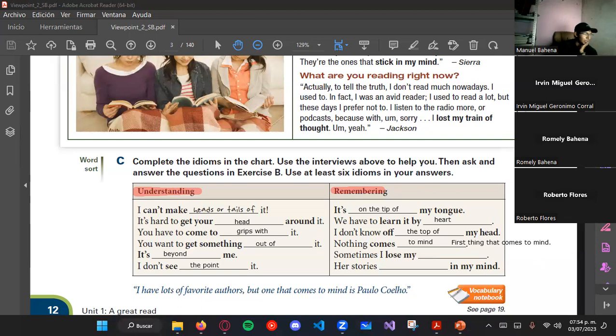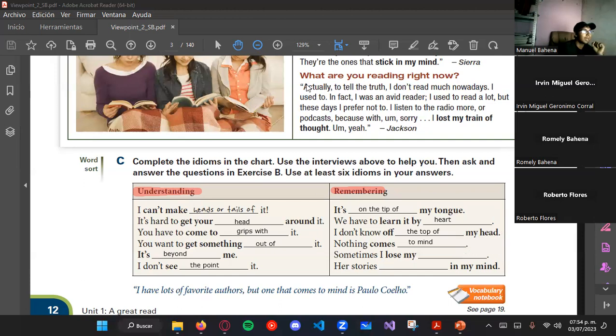First thing that comes to mind, lo primero que se me viene a la mente, then again, using the same example, Romeli, as off the top of my head, así como que de buenas a primeras. For example, what's your favorite movie? ¿Cuál es tu película favorita? Well, the first thing that comes to mind is La La Land. Lo primero que se me viene a la mente, la primera cosa que se me viene a la mente es La La Land, for example. Okay? Yes? Yes, teacher. Excellent.